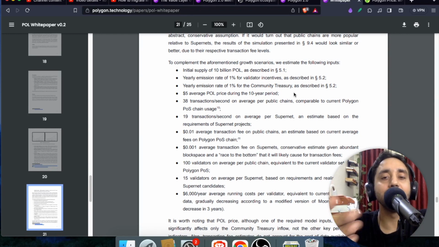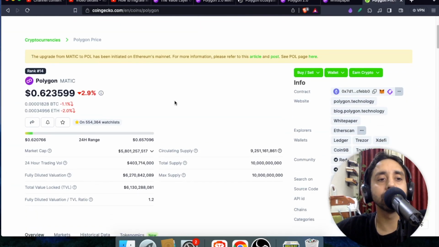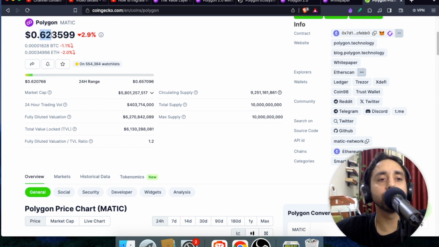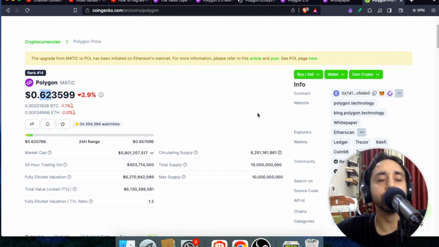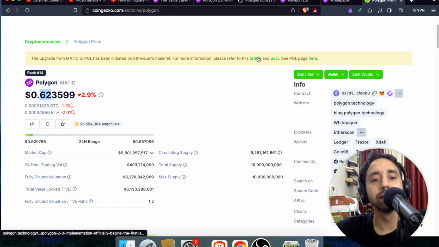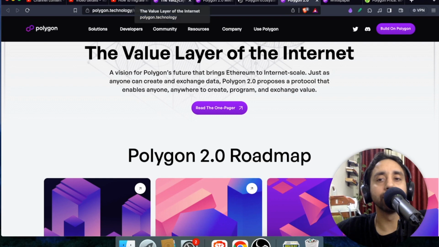Moreover, you can check out this link. I will share this link in the description. Go to page number 18, page number 21. You will find all the details related to it. I will also share the link to this smart contract, which is the Polygon smart contract, 10 billion supply, which is equivalent to MATIC tokens. Here, Polygon is trading at 0.62 at the time, and it has a total supply of 10 billion tokens. Even on CoinGecko, they have mentioned the upgrade from MATIC to POL has been initiated on Ethereum's mainnet. For more information, please refer to this article and post and see the POL page here. So they have given all the links, and you can find all the details there.